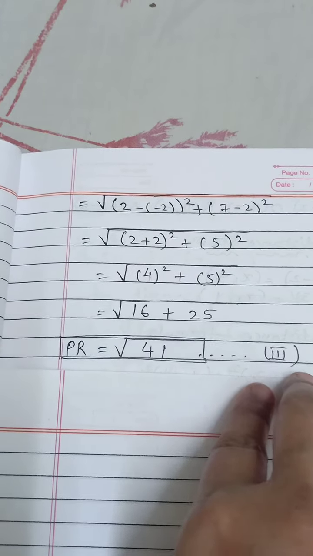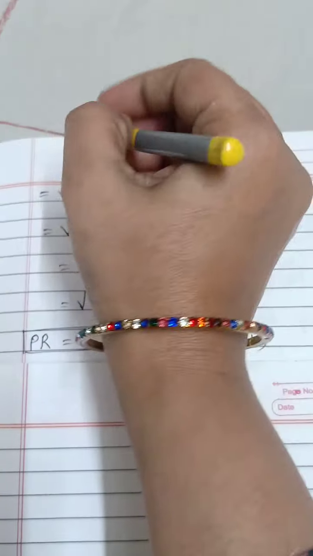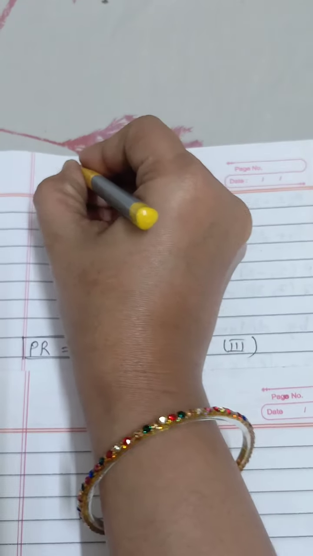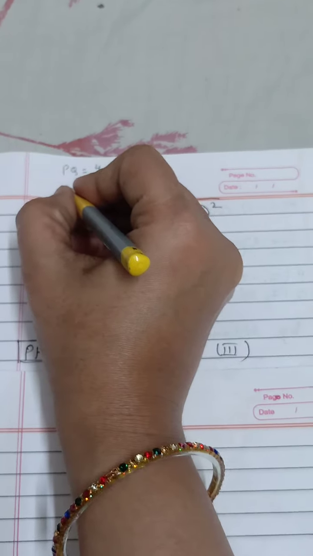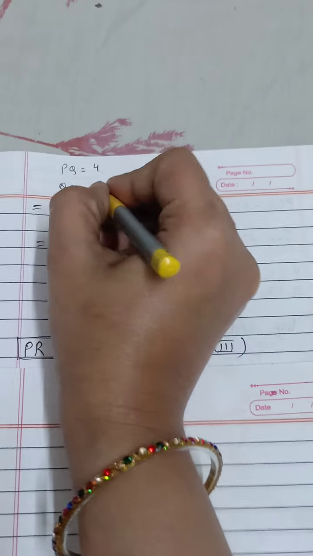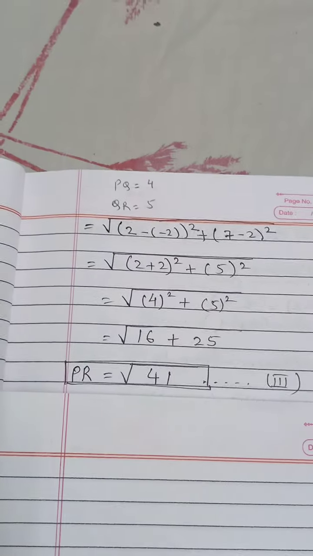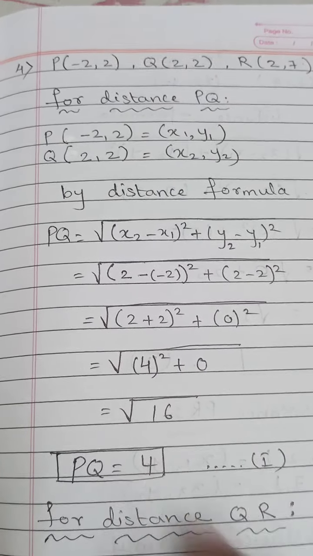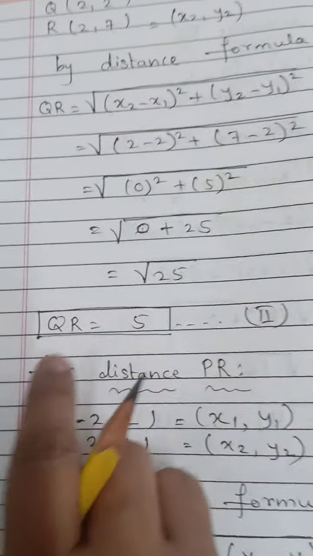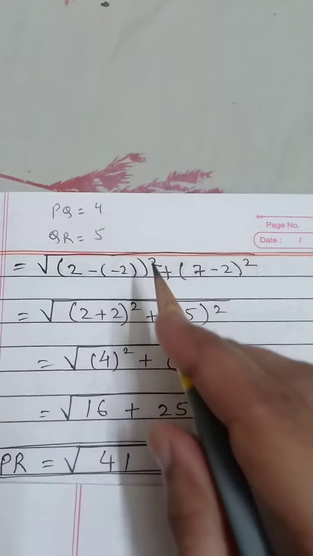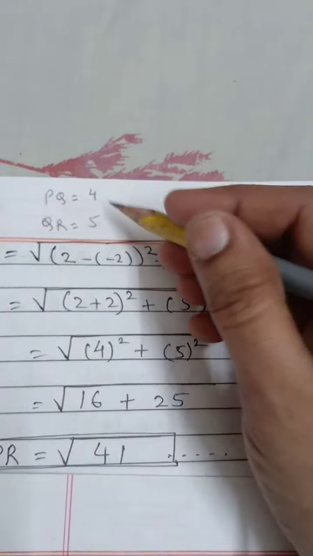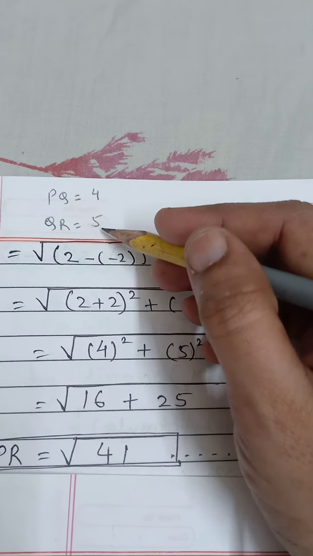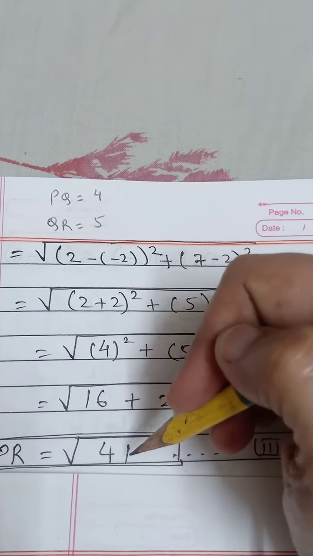Now after getting all these three values, we have got PQ is equal to 4 and QR we have got 5. See in the equation, PQ is 4 and QR is 5. So we will compare these three values. This is 4, this is 5 and this is root of 41. So how to compare? We don't know which value is greater. Among these two we can say that 5 is greater. But is it greater than root of 41 or not, we don't know.